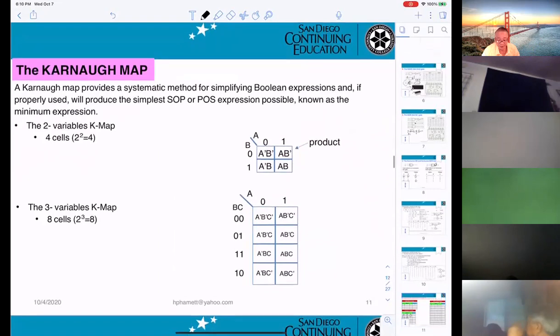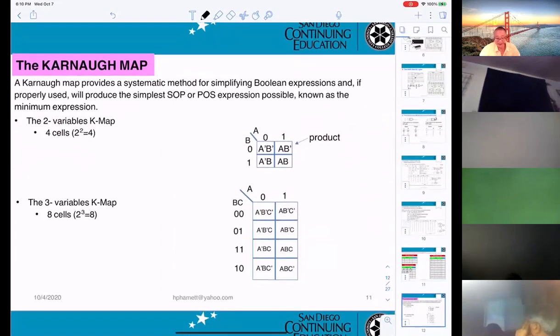Now, this is the key point right here, this time: K-map. They say a K-map provides a systematic method for simplifying a Boolean expression, and it will properly produce the simplest SOP. SOP means sum of product, or POS, that means product of sum.